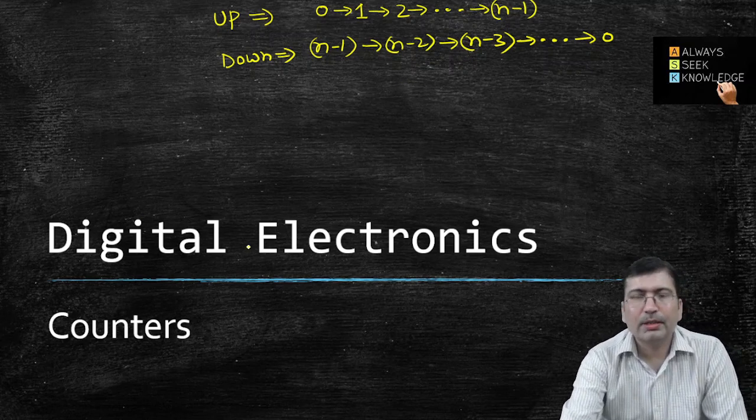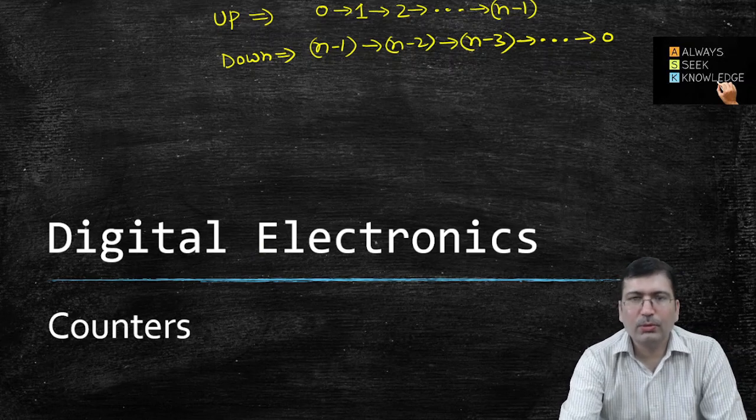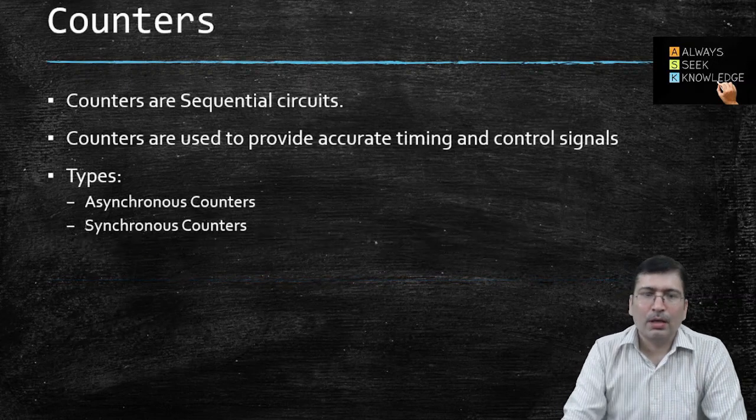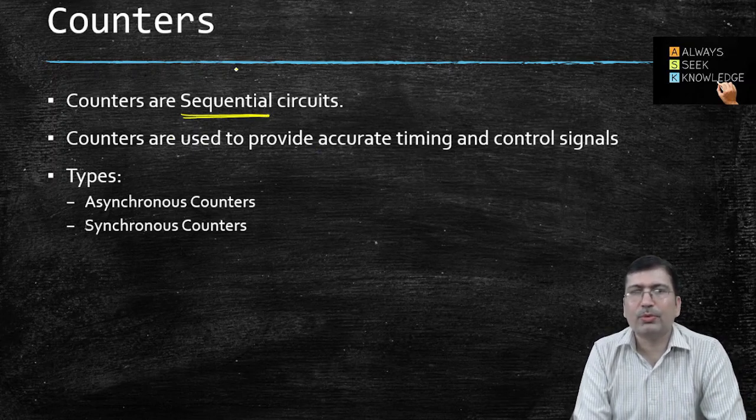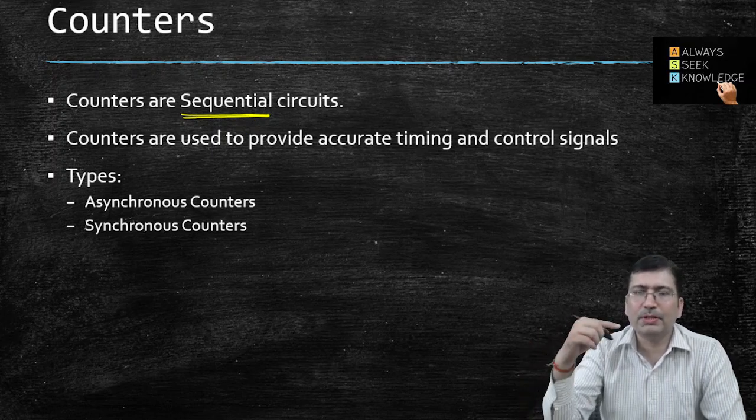Now let's look at a few of the properties of counters. Then we also look at the construction of the counter. So counters are sequential circuits. Sequential circuits we have already discussed. That means counters are capable of storing data. So it will be able to manage the previously generated state.